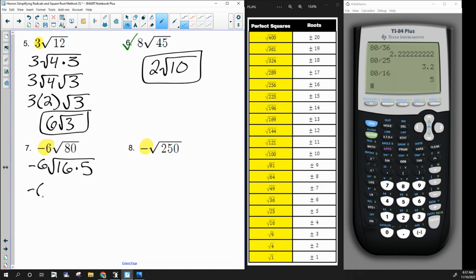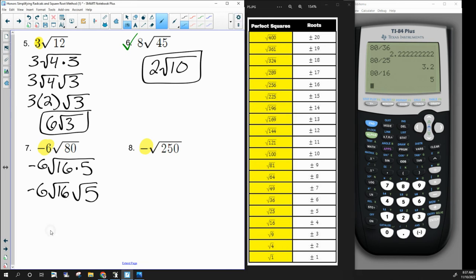Okay, so split them apart. -6, root 16, root 5. Just pulling them apart. We know the square root of 16. It's 4. Okay? So I have -6 times 4 with the square root of 5 stuck on the end.